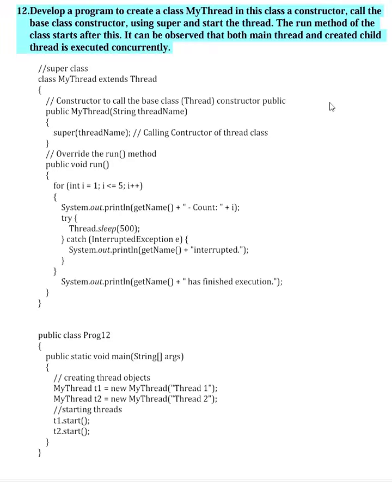And the main method declares where the main program starts, and two thread objects are created in that, and each thread has a different name. And t1.start and t2.start create new threads, two threads we are creating. That starts creating a new thread, internally calls the run method, and both threads run at the same time. This is all about program 12.